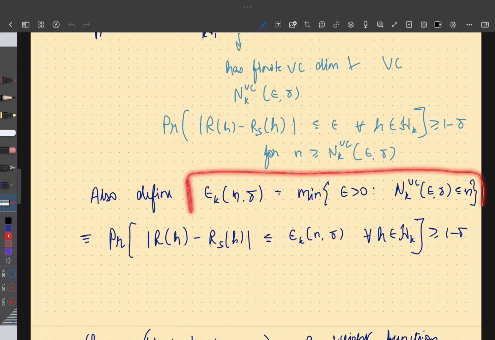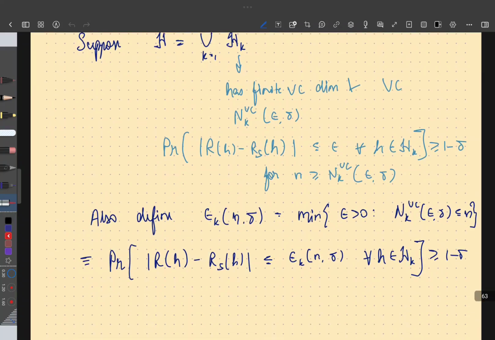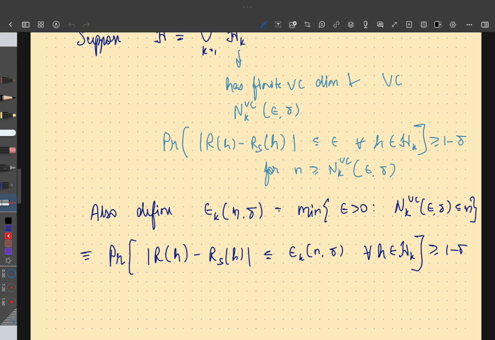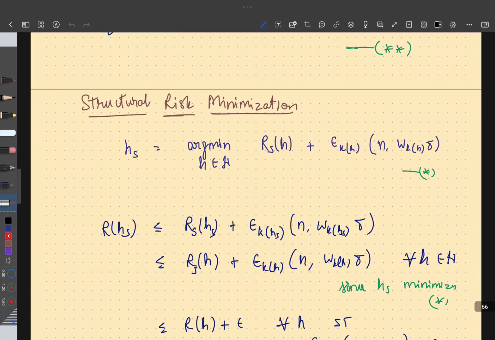So for the kth subclass, after all, we are assuming that the hypothesis class can be written as a union of countably infinitely many agnostic PAC learnable classes, and the kth class is H_k, and we defined epsilon_k of n, delta as the smallest epsilon, such that the sample complexity for uniform convergence is less than or equal to n. And this basically corresponds to the regularization term.